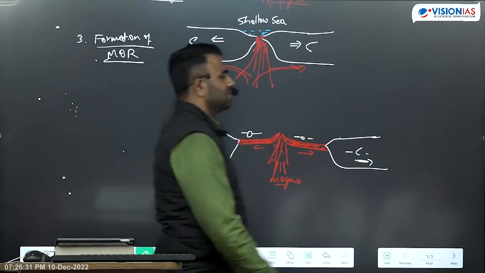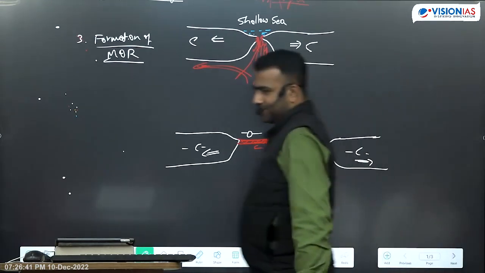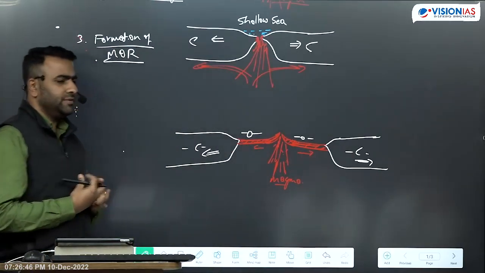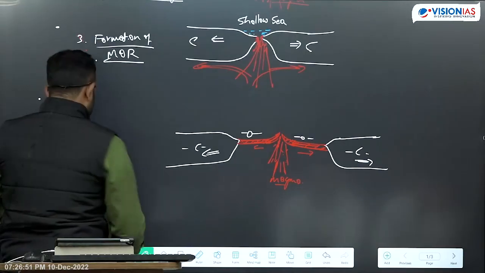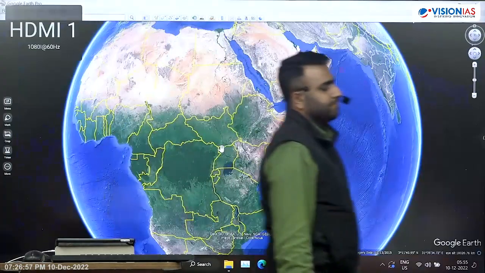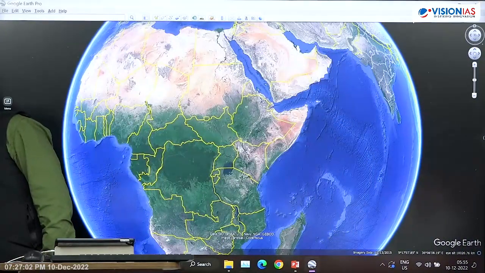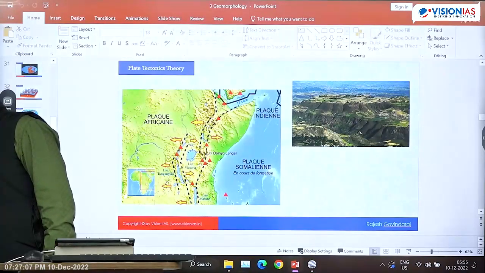So now tell me, which type of earthquakes do you find here? Here also it is shallow only. Wherever there is a divergent plate boundary, you will find only shallow earthquakes near to the surface, because all the interactions are happening near to the surface only. ठीक है? So अभी बताइए, what is the reason behind the continental drift, which was not explained in the continental drift theory? What caused the continental drift?